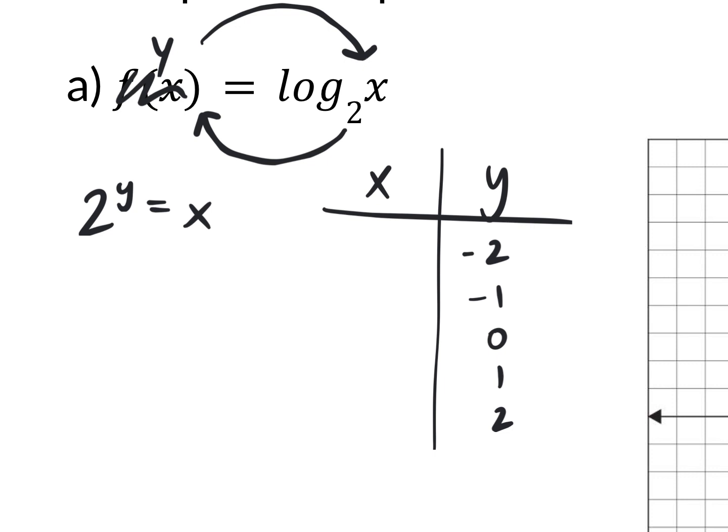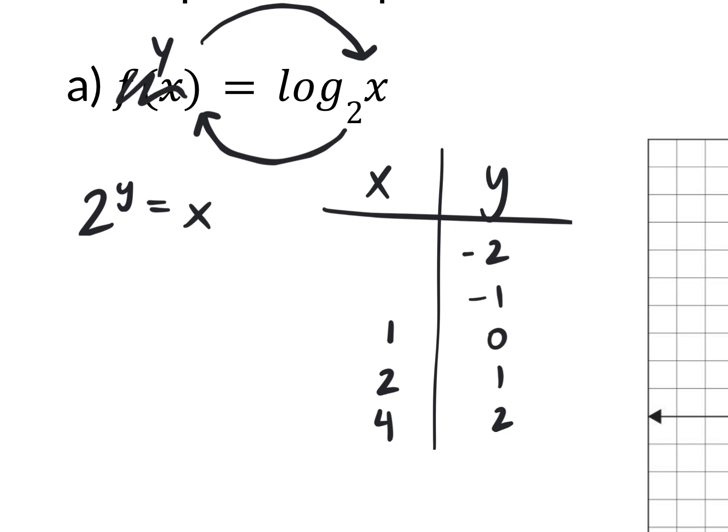And then when I plug those in, I'm going to start with 0, 1, and 2 because those are the easiest. 2 to the 0 gives me 1. 2 to the first gives me 2. And 2 squared gives me 4. This is the exact same pattern as before. However, instead of having these values in the y's, we have them in the x's, right?